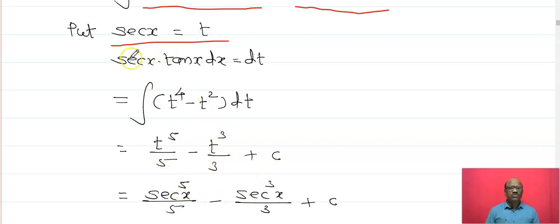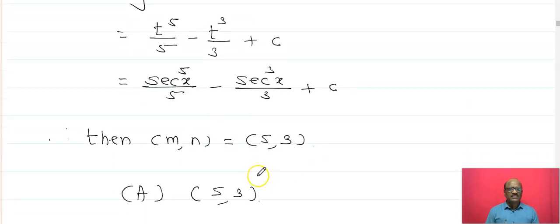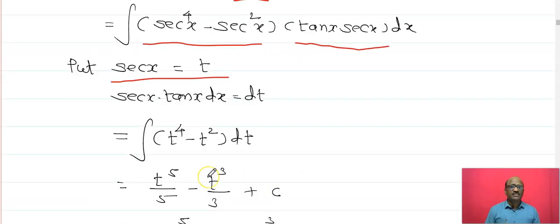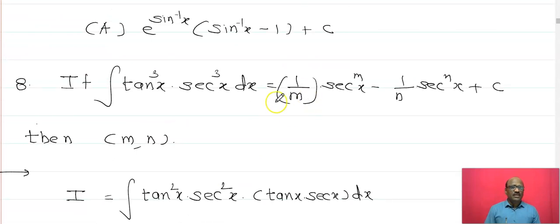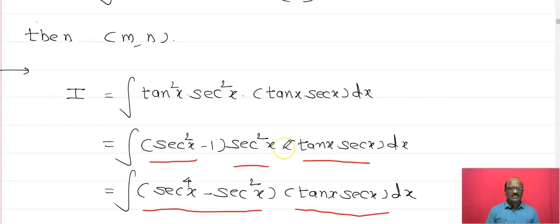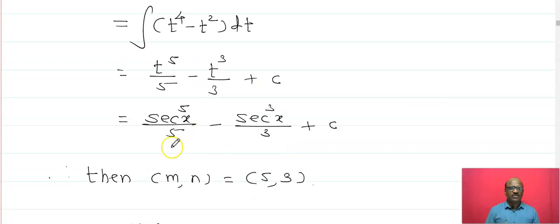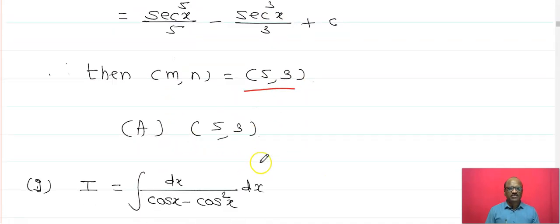Resubstitute the value of t. What is t? Sec x. Therefore, sec of x raised to 5 upon 5 minus sec cube x upon 3 plus c. Now what will be the values of m and n? Here m is the power of the sec and n is the power of the next sec. Therefore, the value of m is 5 and the value of n is 3. Therefore, 5 and 3, that option is the correct one.